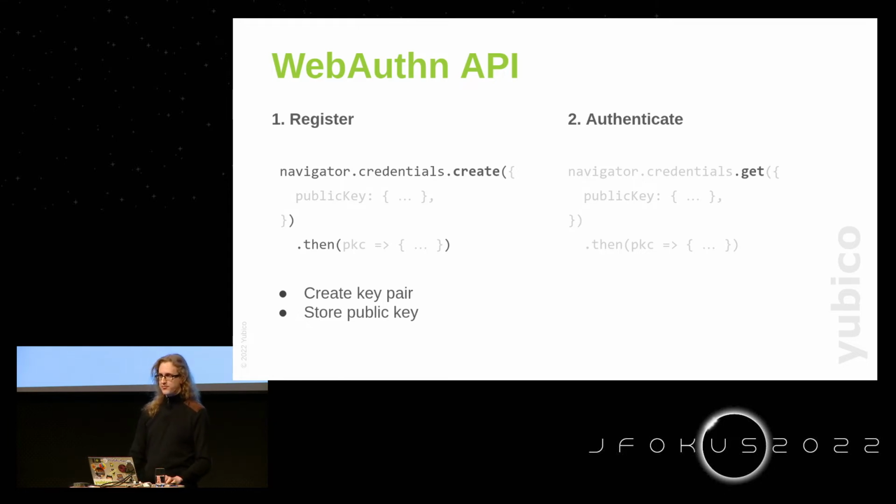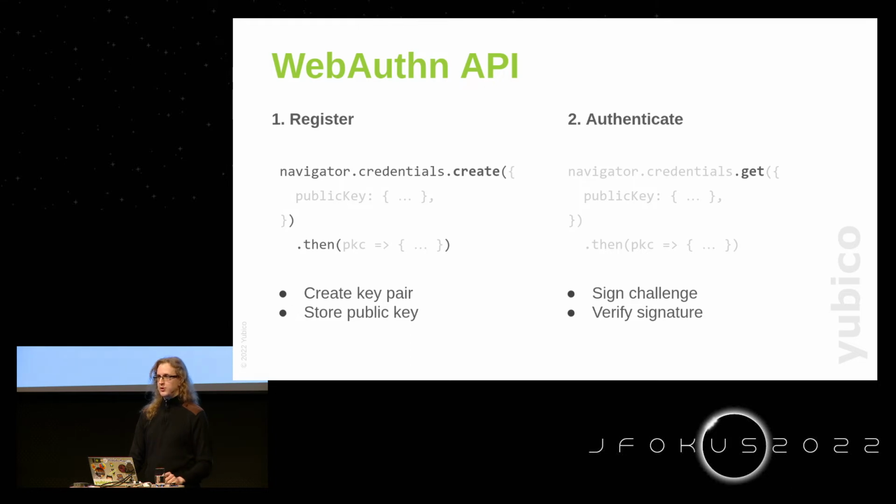Once you've done that, you can call the navigator.credentials.get function. That gives you a way to put in a challenge and get that challenge signed by the authenticator, and then the promise returns the signature, which you can send back to the server and verify. So these two functions are the main entry points into WebAuthn, and these are in JavaScript.